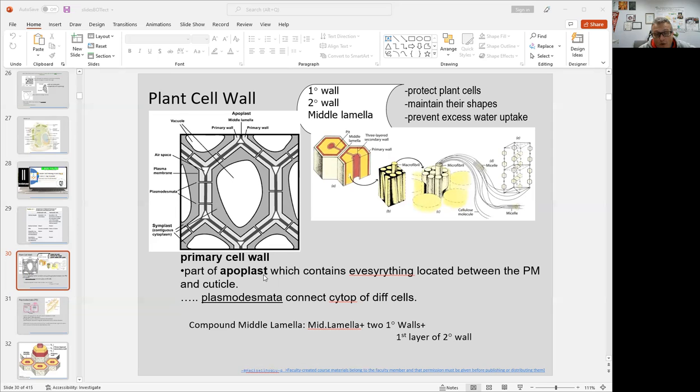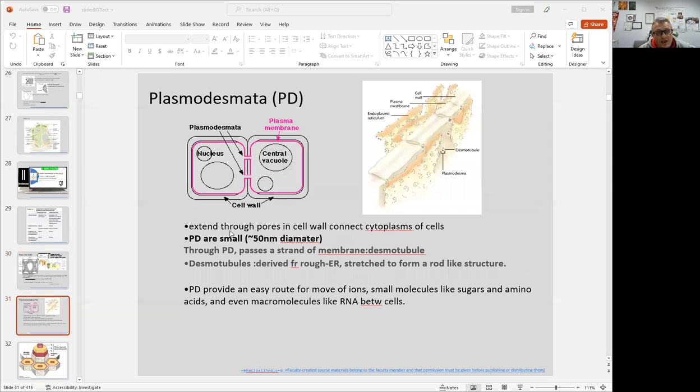Again, the cell walls altogether are actually part of the apoplast. Apoplast means anything outside of the plasma membrane. And then there is plasmodesmata, which are tiny holes found on cell walls. You can see here, if the cells are close to each other, they can communicate using these tiny holes, plasmodesmata, or PD. They're less than 50 nanometers, very tiny, and they can exchange stuff between cells.